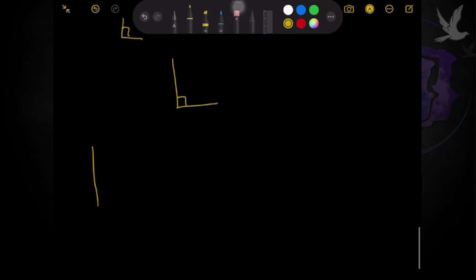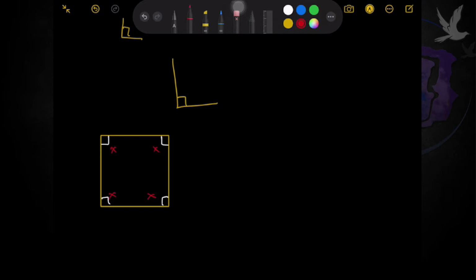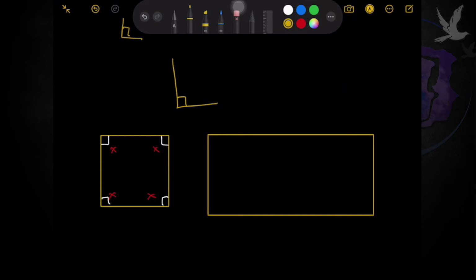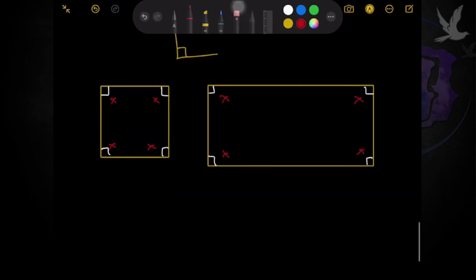So ibig sabihin, if you have like a square, you can see sa square natin, we have 1, 2, 3, 4. Diba? So meron tayong 4 right angles dito. 1, 2, 3, 4. If you have a rectangle, still the same. If you notice, we have 1, 2, 3, 4. Then again, we have 4 right angles in a rectangle.